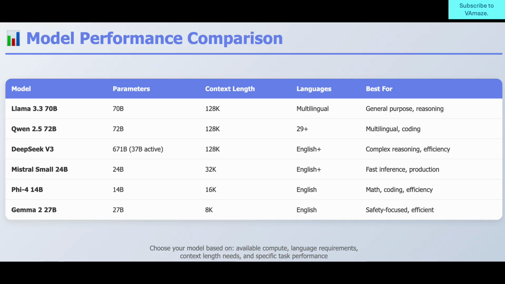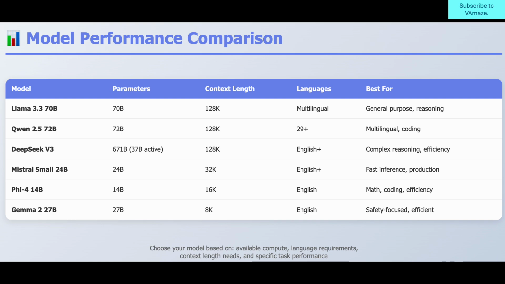DeepSeek v3 is the outlier: 671 billion total parameters, but only 37 billion activated per token. This MoE architecture gives you complex reasoning with efficiency. It's perfect for scenarios where you need maximum intelligence with reasonable compute costs. Mistral Small 24B drops to 24 billion parameters and 32K context, but the trade-off is speed. Fast inference makes it perfect for production where latency matters.